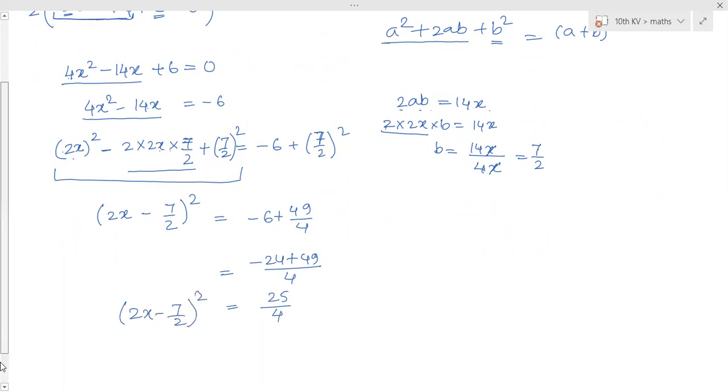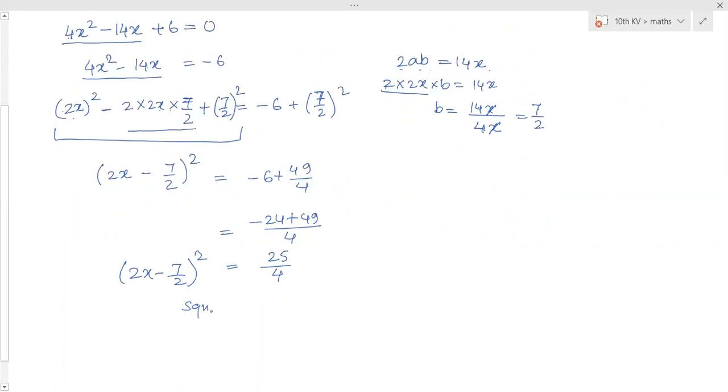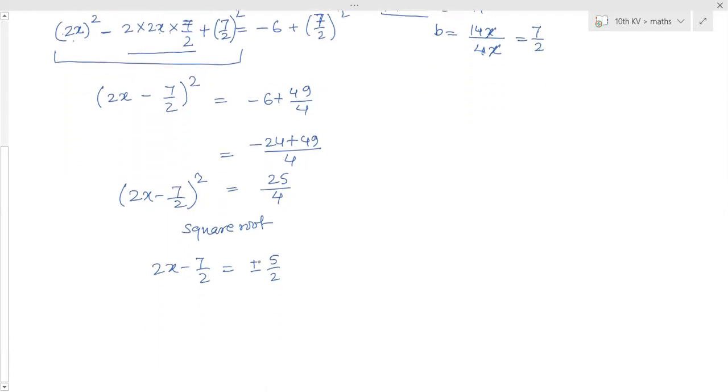Taking square root on both the sides. So you will get 2x minus 7 by 2 is equal to plus or minus 5 by 2. 25 by 4 square root is 5 by 2, but the value will be positive as well as negative. So to get the value of x, once you have to take 5 by 2 positive, the second time you have to take the value negative. So 2x minus 7 by 2 is equal to 5 by 2, or 2x minus 7 by 2 is equal to minus 5 by 2.